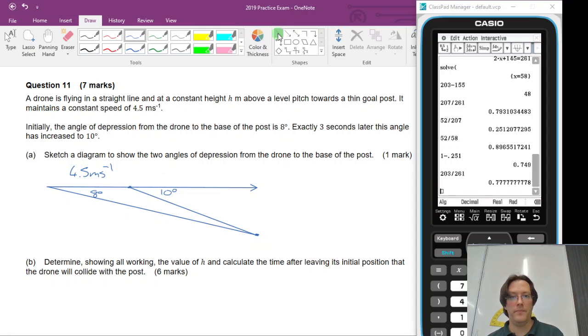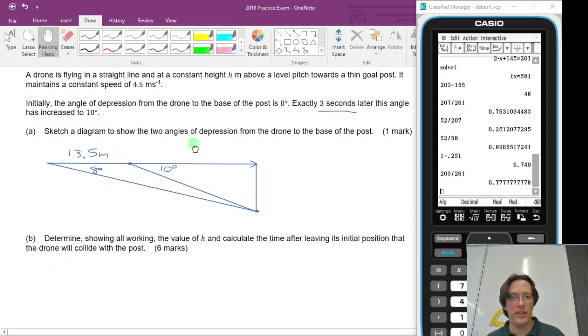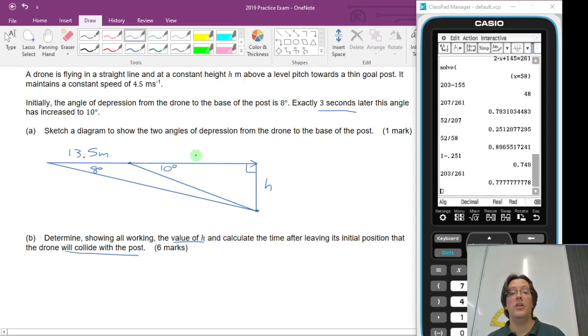So there's our diagram. I did that as I was talking about it, but it does want us to sketch a diagram there. And that was 3 seconds later. So if it's 3 seconds later, this is going to be 3 times 4.5, that is 13.5 meters. That's what we've got here. We've also got a right angle. There we are. And that's the height h. So we want to find the value of h and the time that the drone will collide with the post. So we're going to need to find h. We're also going to need to find this distance over here.